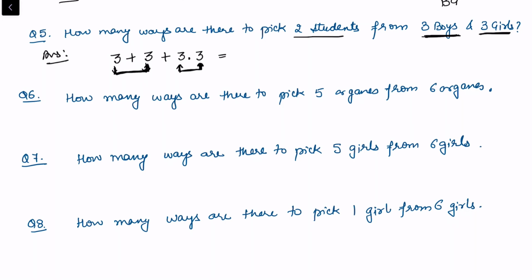So we get in total 3 plus 3 plus 9, that is 15 ways. In question number 6, we ask how many ways are there to pick 5 oranges from 6 oranges. Again, considering oranges are not different, so there is only one way. So we can pick up any 5 oranges from 6 oranges.